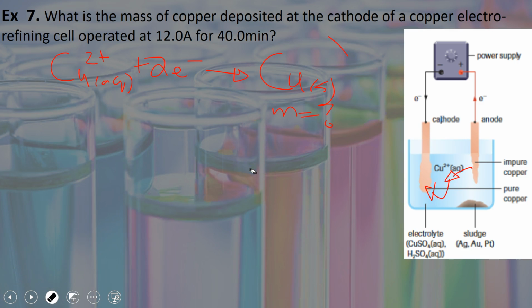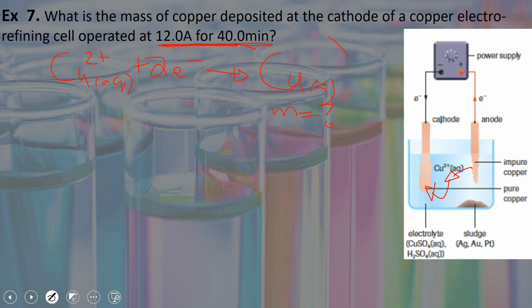And so I can take all of this information. They're telling me that it's 12 amps for 40 minutes. And where would I put that under? When we're doing stoich, we always like to take the information and put it underneath the compound or element that it's referring to. Where would I put this information under? Cu2+, is that copper?